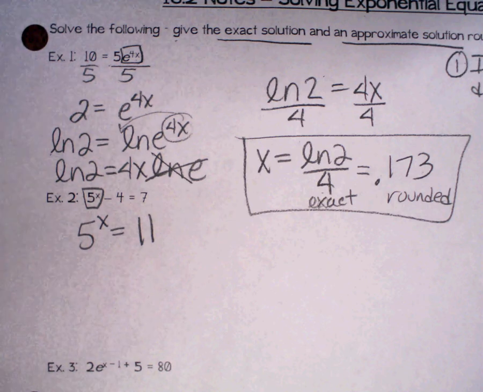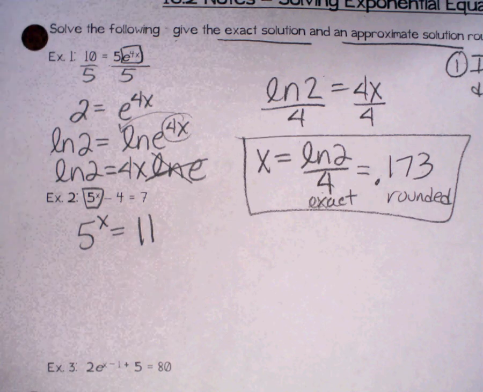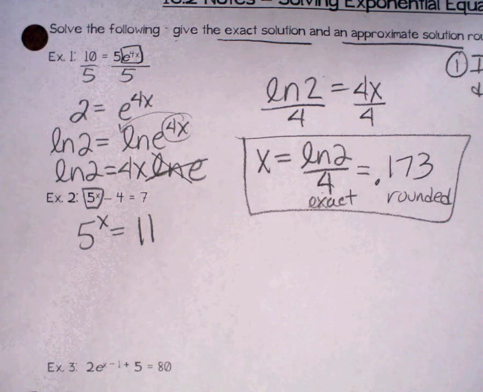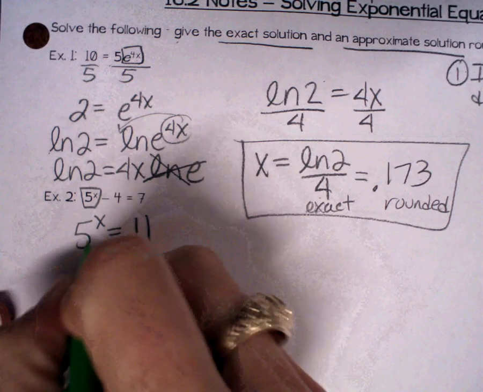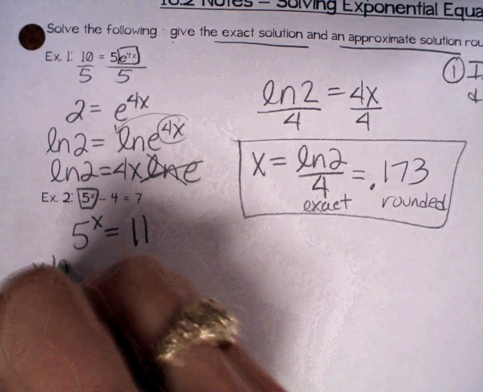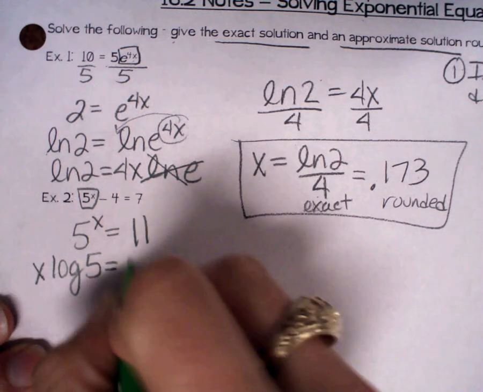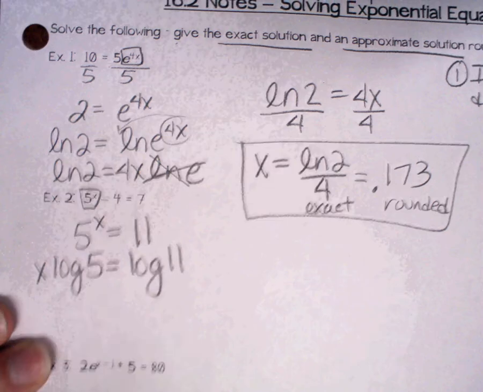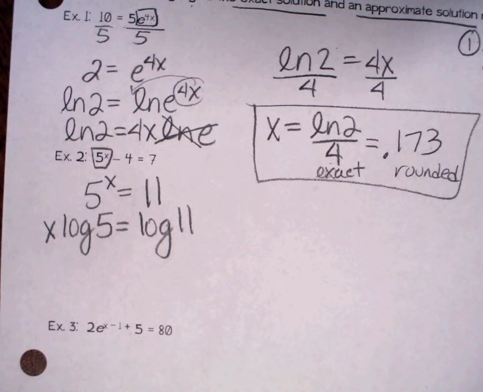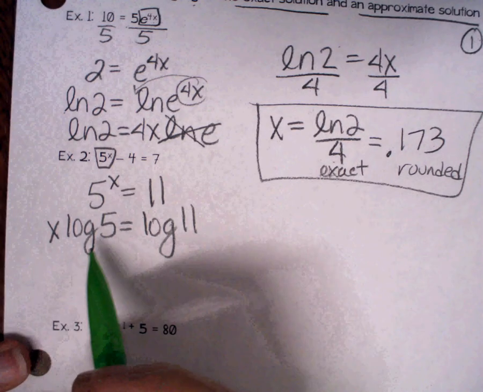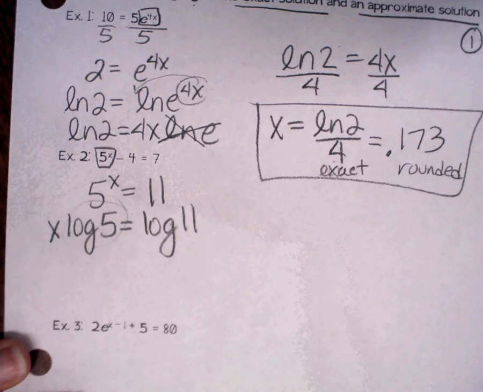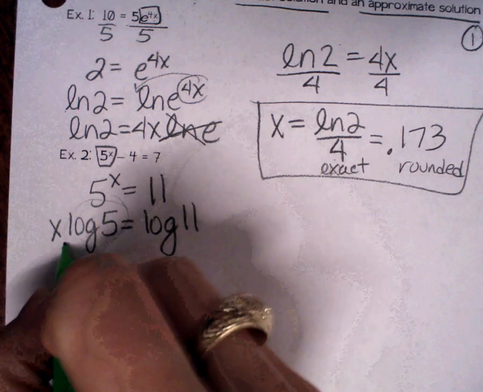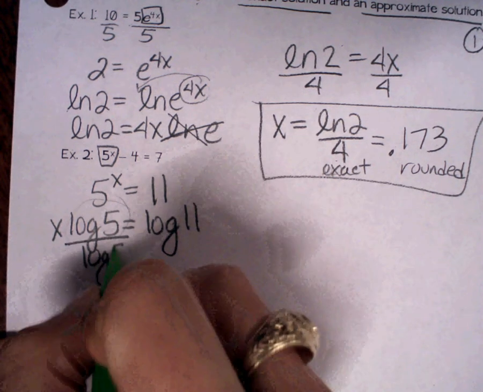The opposite of e was ln. So what's the opposite of something exponential? The log. When I log both sides, I'm going to put that exponent in front because of our properties of logs. Whenever I do that, I really just have to divide by log 5.